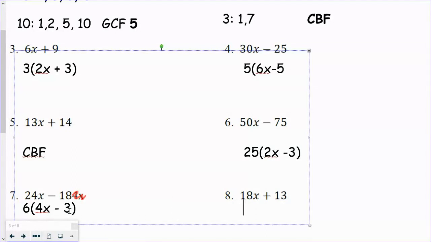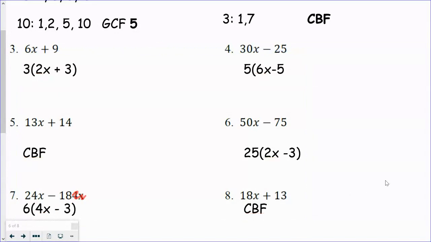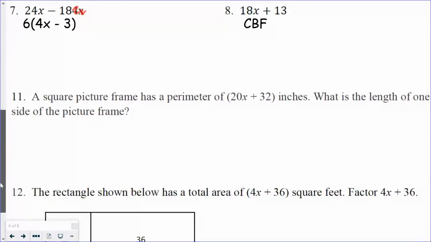Okay, and then our greatest common factor here, 13 is a prime number. So 13 can't go into 18. So this cannot be factored. Okay, you check to see if you have your remaining answers correct. If not, double check your work, see what you might have done wrong.